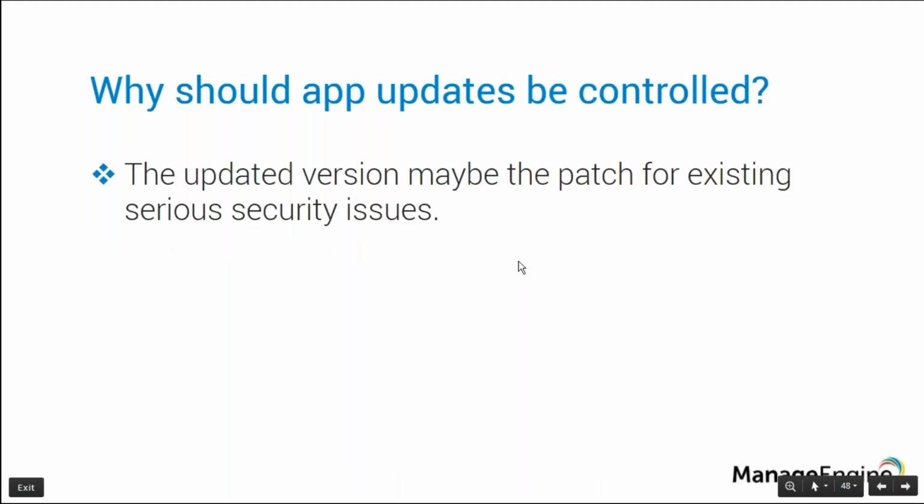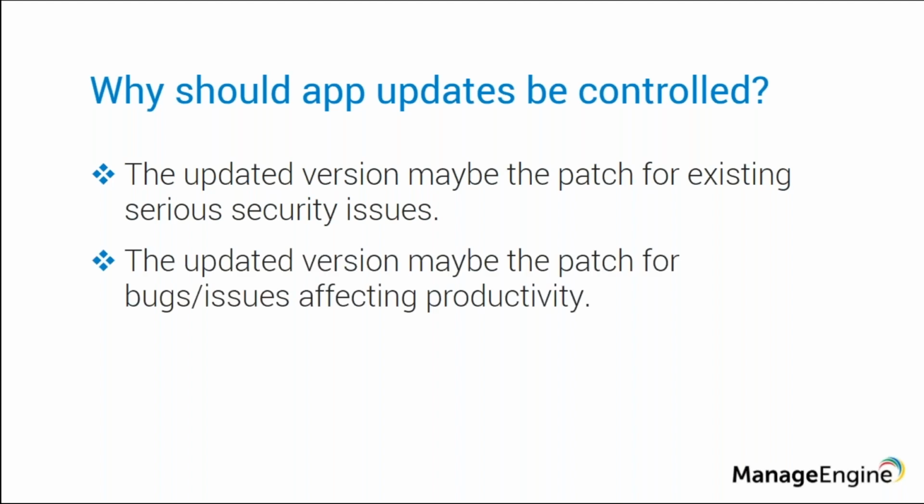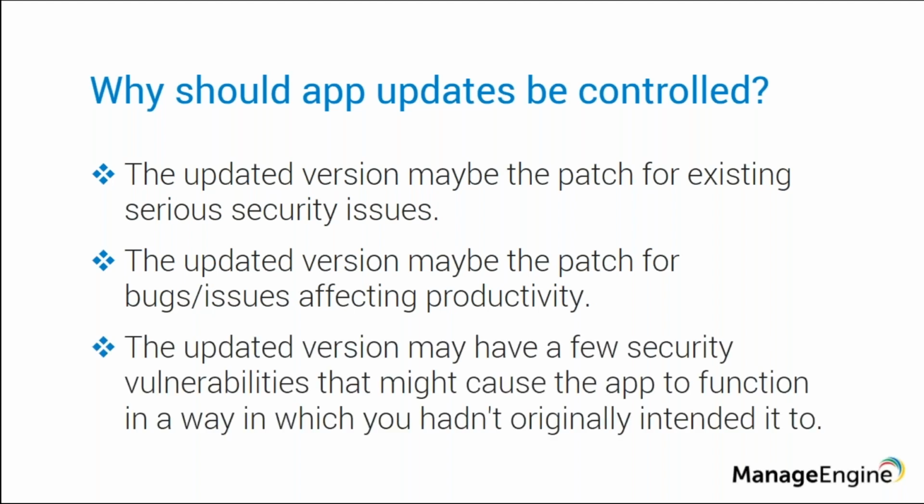Now, how can you control app updates? Before we take a look at that, let's first understand why app updates should be controlled. The latest version of the app may have patches for existing serious security issues. It may also have patches for bugs and issues affecting productivity. In both of these cases, you need to ensure that the latest version of the app is immediately installed on all the managed devices in your organization.